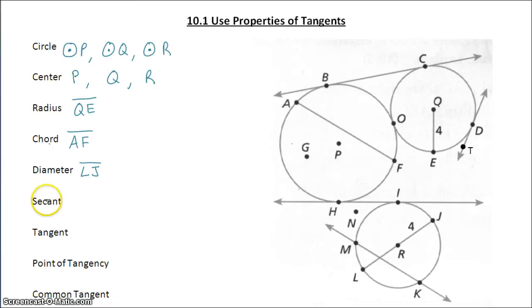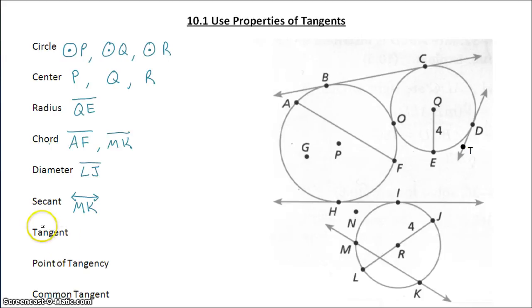Now a secant is a chord that is turned into a line. If I extended segment AF and made AF into a line, I'd have a secant. In this picture, I have a secant right here, from M to K, and all the points past M, and all the points past K. The notation for a secant is a line, because I want to include the points past M and past K. Now I can take a secant and turn it into a chord by not including these extra points. So if I just said segment MK, I would have a chord.